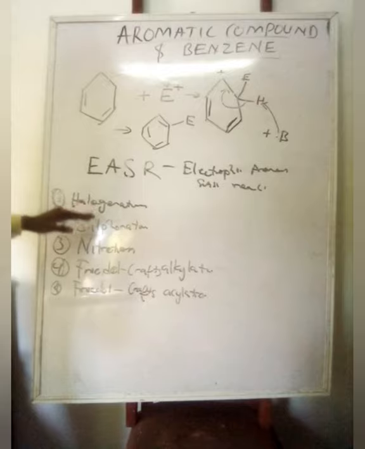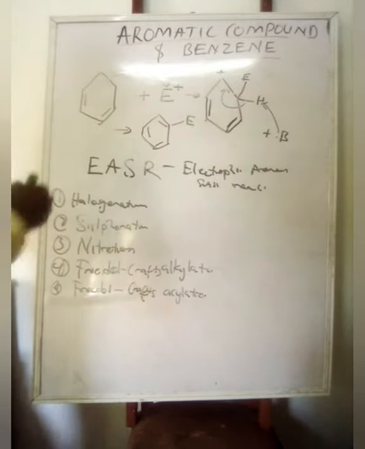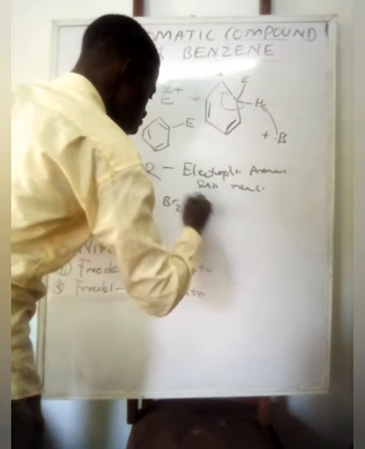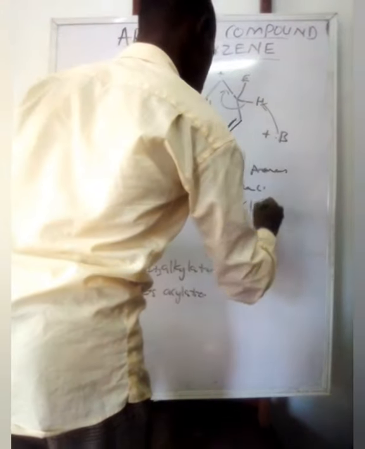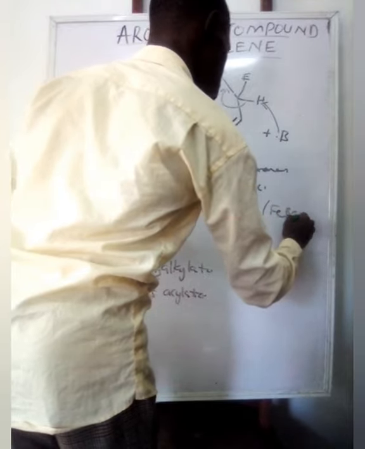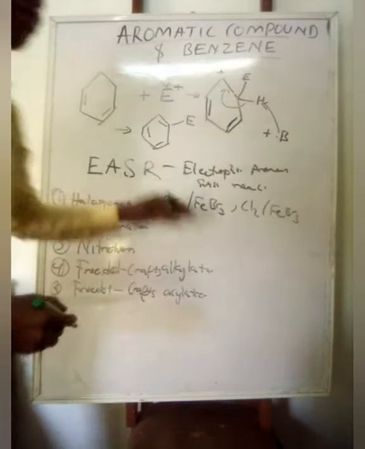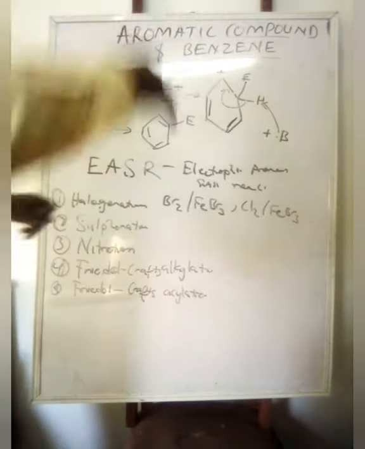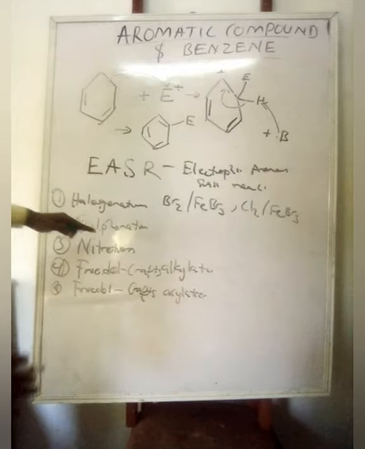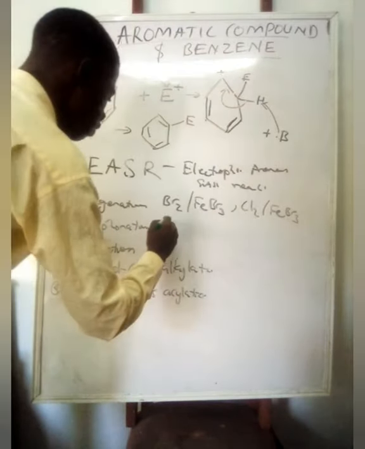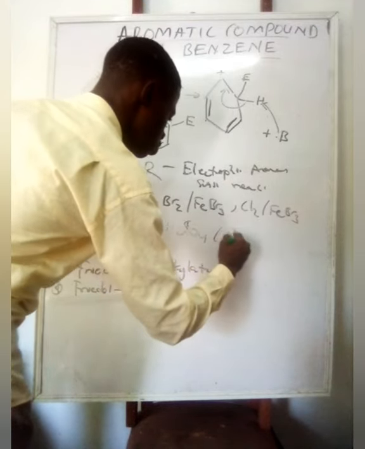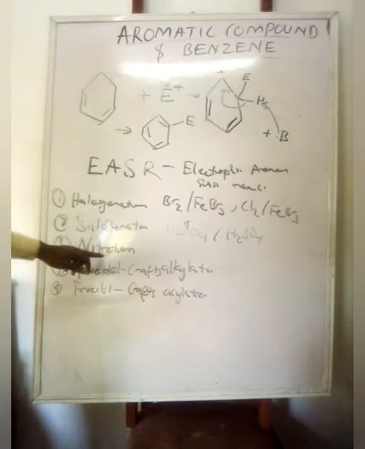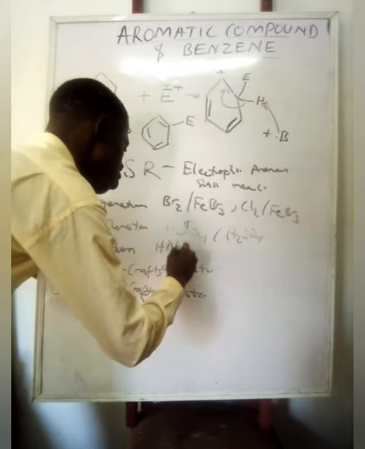Now let's discuss halogenation and sulfonation. Halogenation uses Br2 with a catalyst called FeBr3. Halogenation can also use chlorine with FeBr3. But for iodine, we don't use FeI3; we use H2O2 and H2SO4. For sulfonation, we use H2SO4, fuming sulfuric acid. For nitration, we use HNO3 and H2SO4.